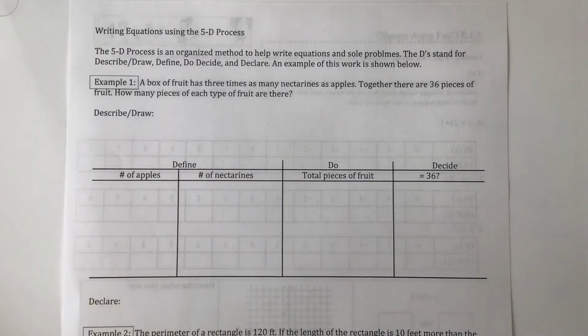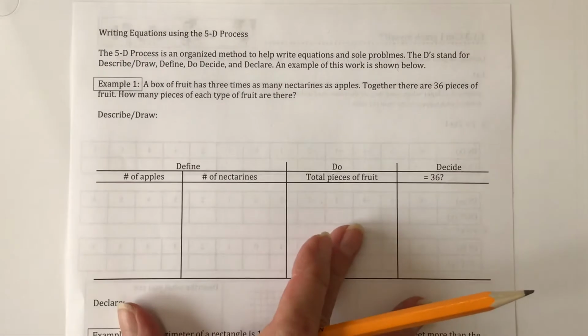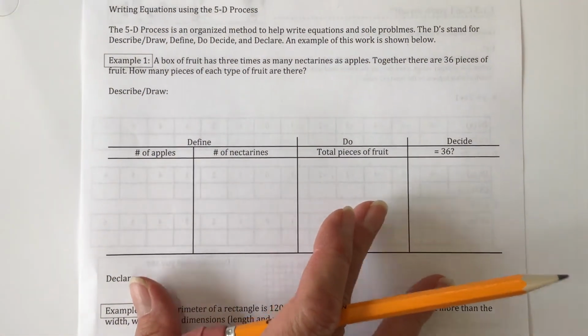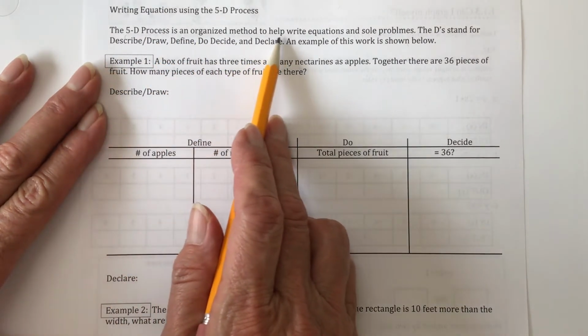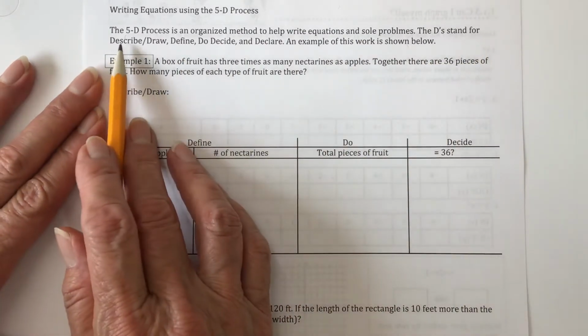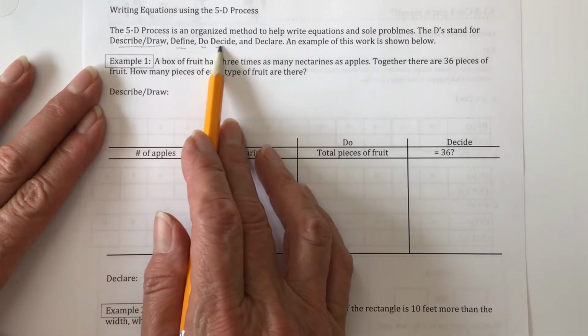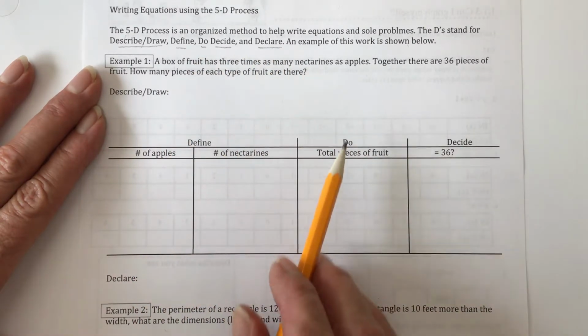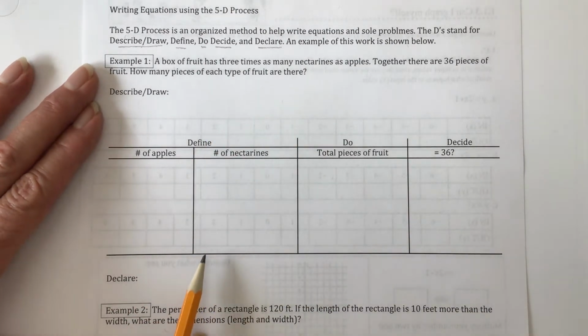So this is the first example of the 5D process on the back of your 1.1.3 worksheet. So let's start this out. First of all, the 5D process is an organized method to help write equations and solve problems. The D's stand for describe and draw, define, do, decide, and declare. An example is shown below. So I'm going to do the first example with you.